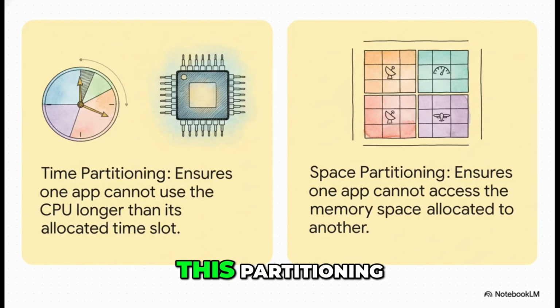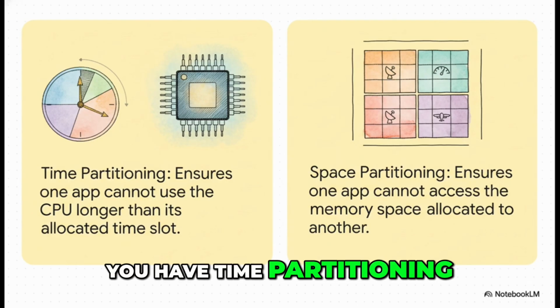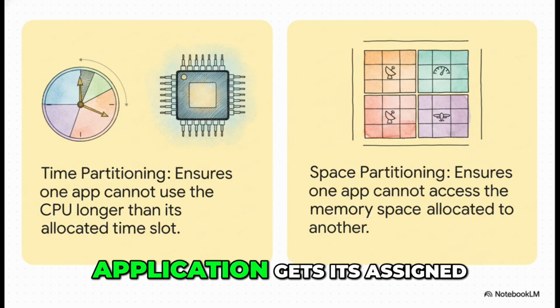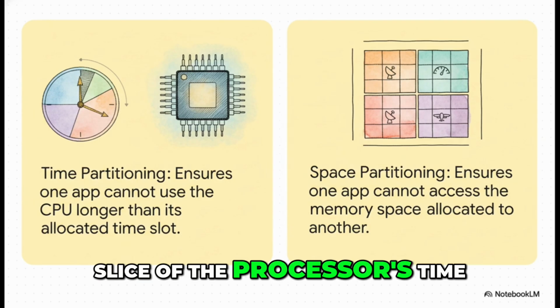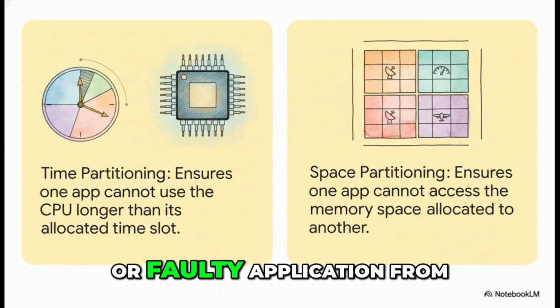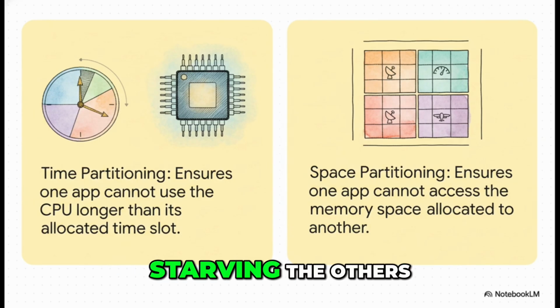And these walls, this partitioning, are enforced in two main ways. First, you have time partitioning. This guarantees that every application gets its assigned slice of the processor's time. It prevents a greedy or faulty application from hogging the CPU and starving the others.